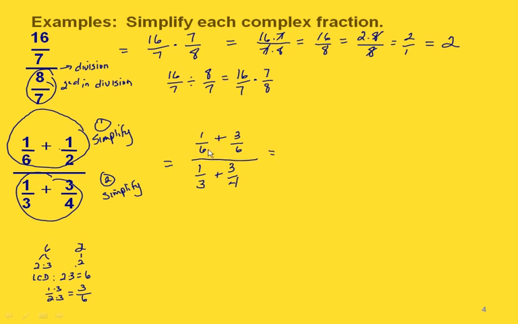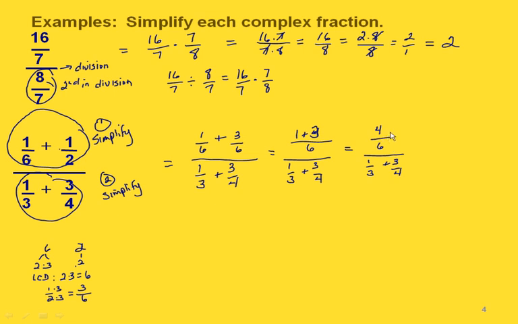Okay, if we're adding 1/6 and 3/6, then we have 6 as our denominator. On the top, we have 1 plus 3. We still have this stuff down here. That gives us 4/6 in our numerator. And while we're doing this, we might as well simplify as much as possible, just to save ourselves some work in the end.